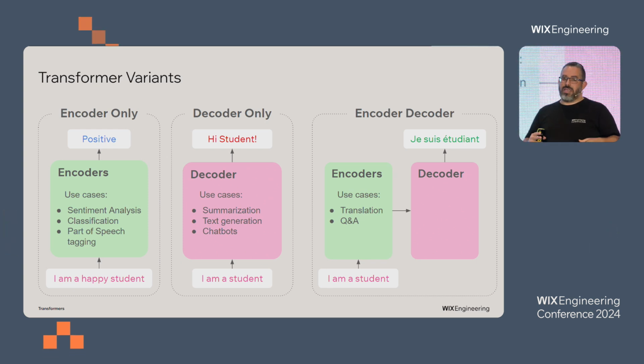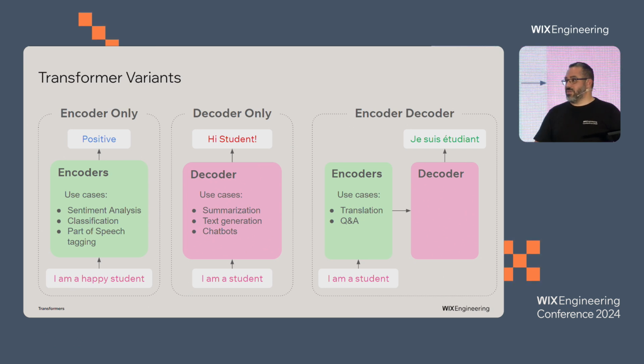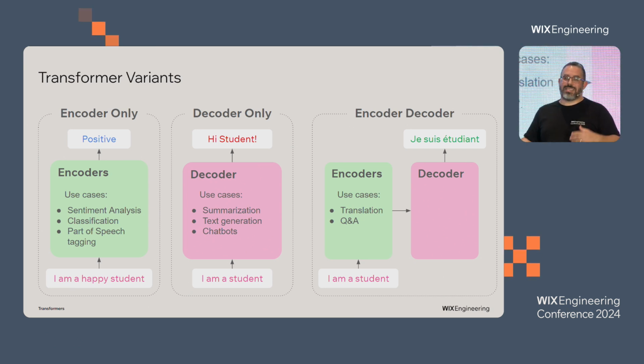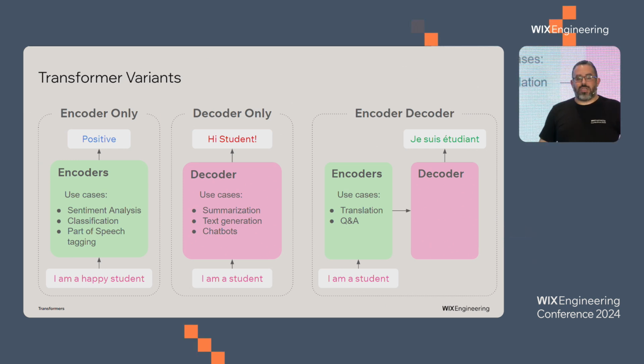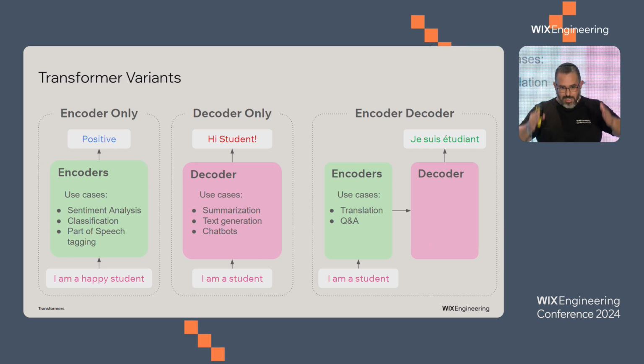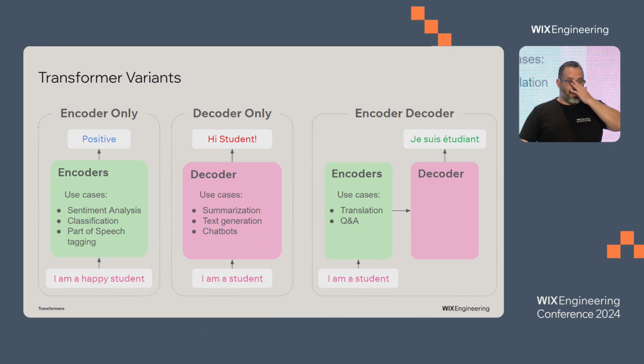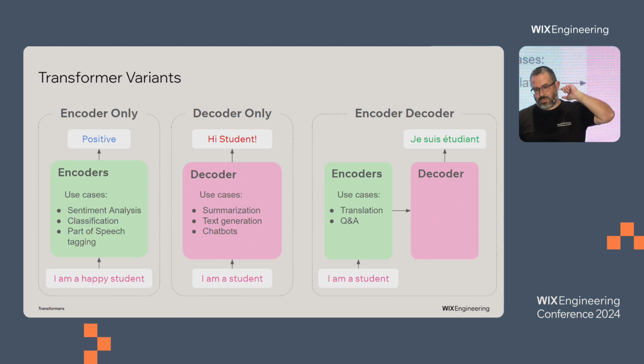So let's say we want to do sentiment analysis, to classify a sentence as positive or negative. We don't need the full decoder. We can just take the encoder, propagate our words, our floating point arrays, through the encoder, get an output, and then train our model to say whether the output is positive or negative.